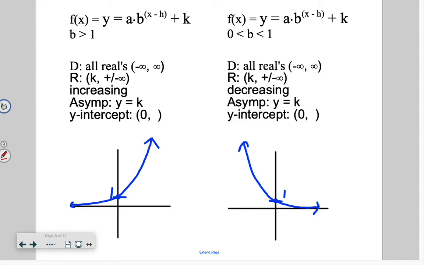Only difference, and you don't need to write all this stuff down, only difference that I wanted to point out, and the reason why I put them side by side. When we've got exponential decay, it's a decay function. The domain doesn't change, the range doesn't change, the asymptote doesn't change, the y-intercept doesn't change. The only thing that changes is it's decay instead of growth. And that's why I put these side by side, so you can see that everything else is still the same.